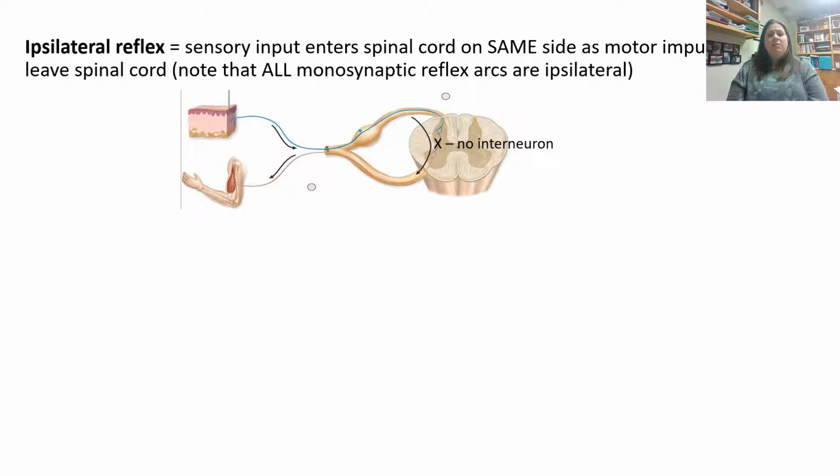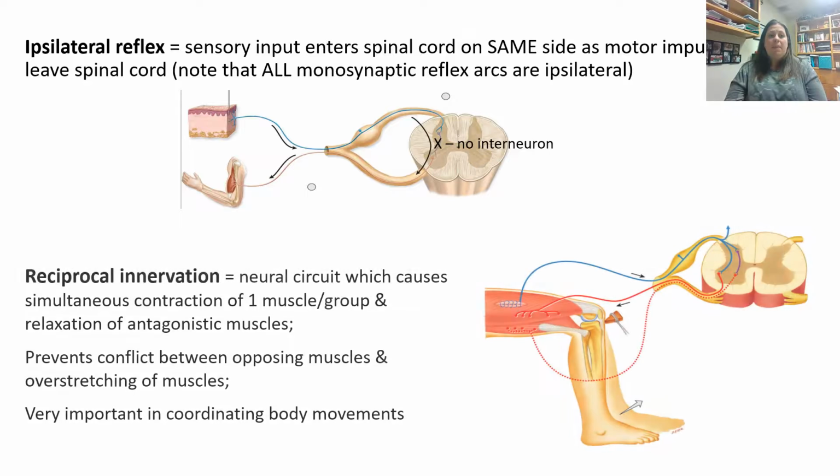Now, some reflexes are what we call ipsilateral. This is where the sensory input is going to enter the spinal cord on the same side as the motor impulse is going to leave the spinal cord. So note that all monosynaptic reflexes are going to be ipsilateral because there's no interneuron present. Okay, and so because of that, it's all going to be on the same side of the body.